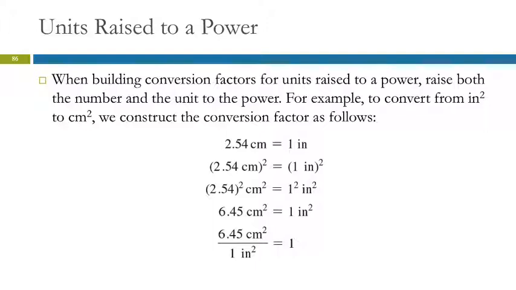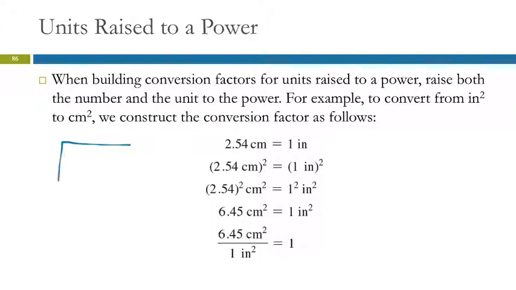Sometimes we need to convert squared or cubed units. And when we do that, we have to square or cube the numbers involved as well as the unit. So I know that 2.54 centimeters is equal to 1 inch. I need a relationship between square inches and square centimeters. I can't say that 1 square inch is equal to 2.54 square inches. Let me show you why.